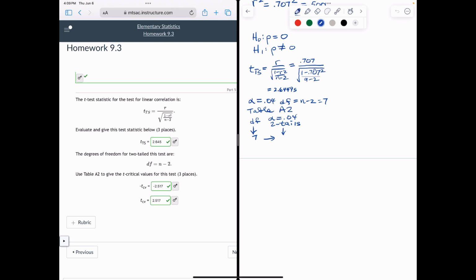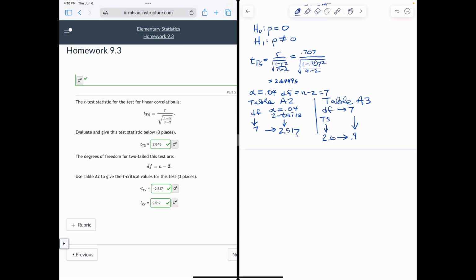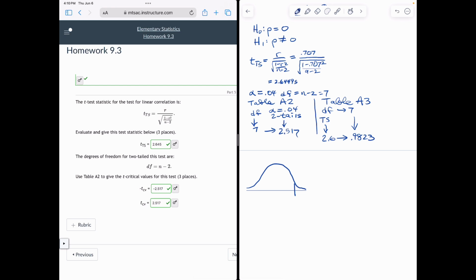Okay, so let me put in my values here. 2.517 was for the critical values. And then table A3 was for the p-value. So the degrees of freedom, again, 7. The test statistic going this way, we put in a 2.6. Okay, 0.9823. I could do better. Okay, so this is my test statistic, 2.645. That's my t test statistic.